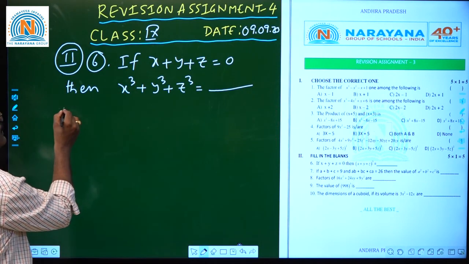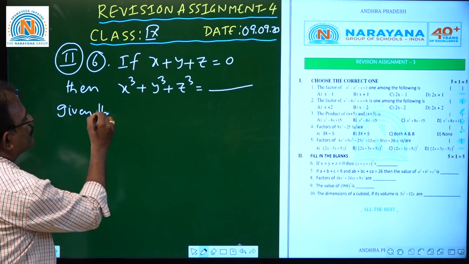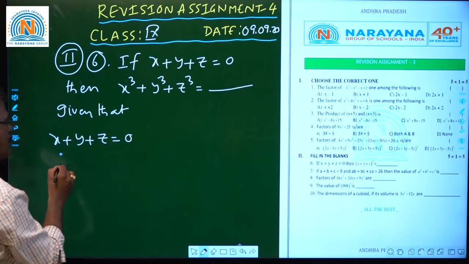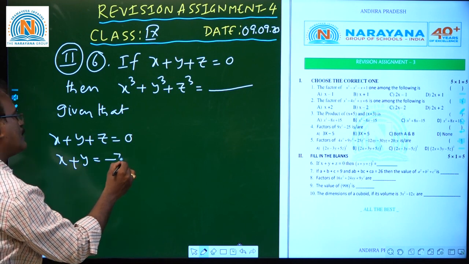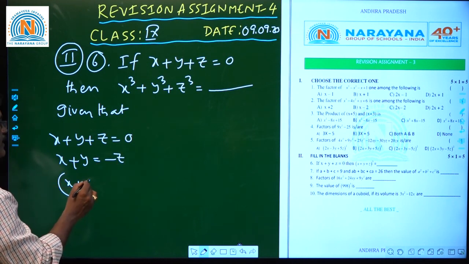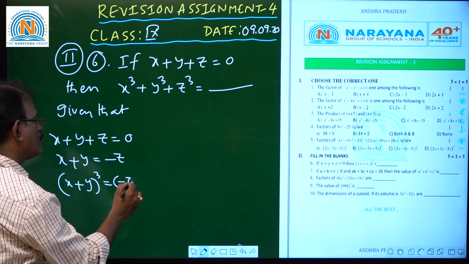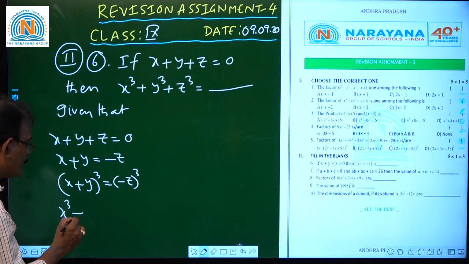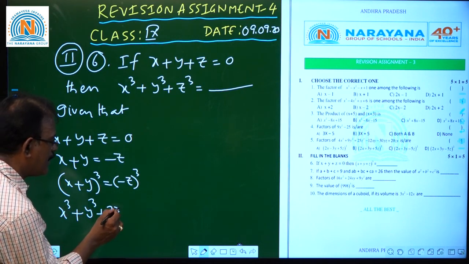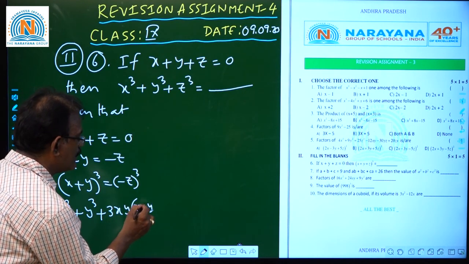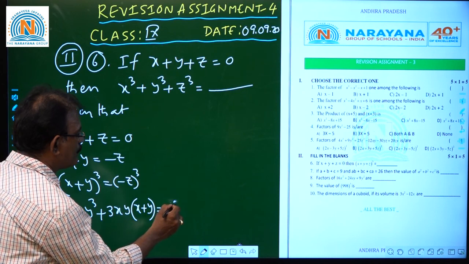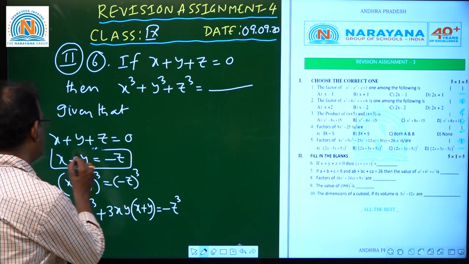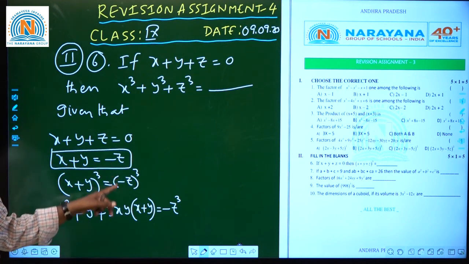So listen here, it is given that x plus y plus z is equal to 0. Transpose z to the right side, minus z, then cube on both sides, that means LHS and RHS should be raised to the power 3. So this is (a plus b) whole cube, children. So a cube plus b cube plus 3ab into (a plus b) is equal to minus z cubed. Now what is the value of x plus y in terms of z? Minus z.